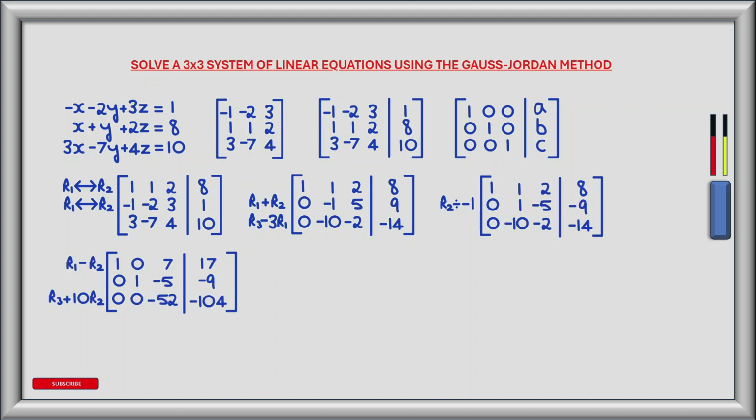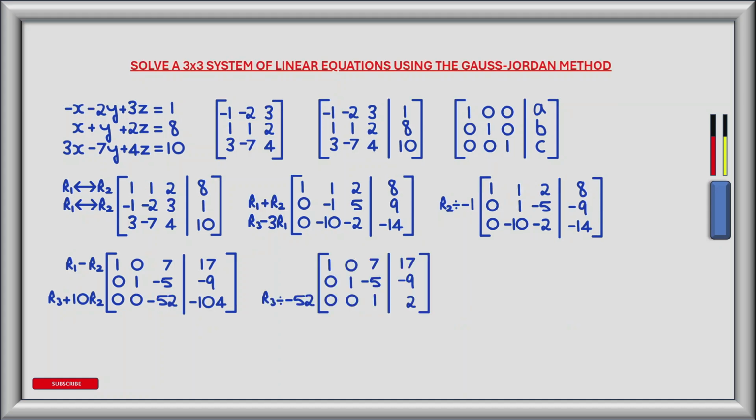And for step number 5, we need to get a 1 in the bottom right of the diagonal. So we're talking about this element here. And to achieve this, we can divide row 3 by -52. So row 3 is here. If we divide this by -52, we get 0, 0, 1 and 2. And all other rows remain unchanged.